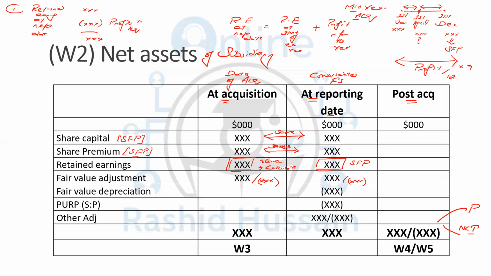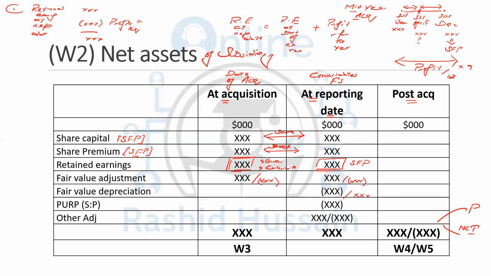The depreciation would go opposite. If there's upward fair value adjustment, then you need to deduct the depreciation from the reporting date. If it is downward fair value adjustment, you need to add back the depreciation expense. So it goes opposite of the fair value adjustment. Upward adjustment, deduct the depreciation from reporting date. Downward adjustment, add back the depreciation at reporting date.